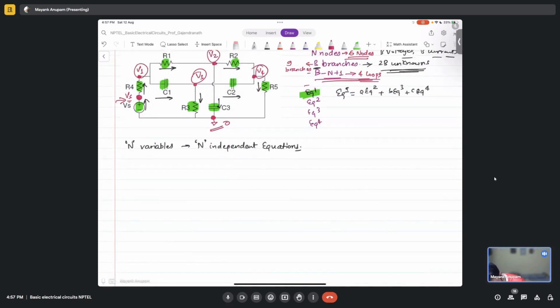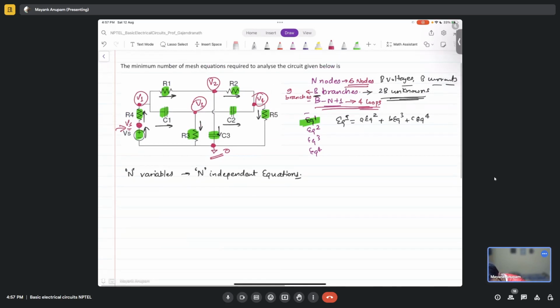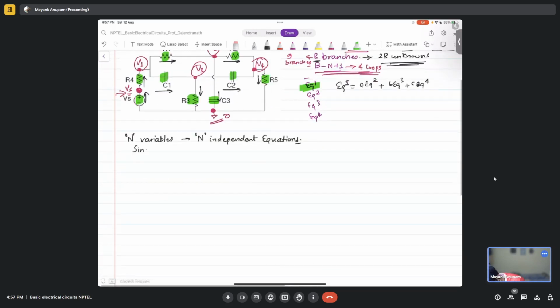So from here also you can see that. Since the number of independent variables, voltages, is equal to 4, the minimum number of equations is equal to 4.